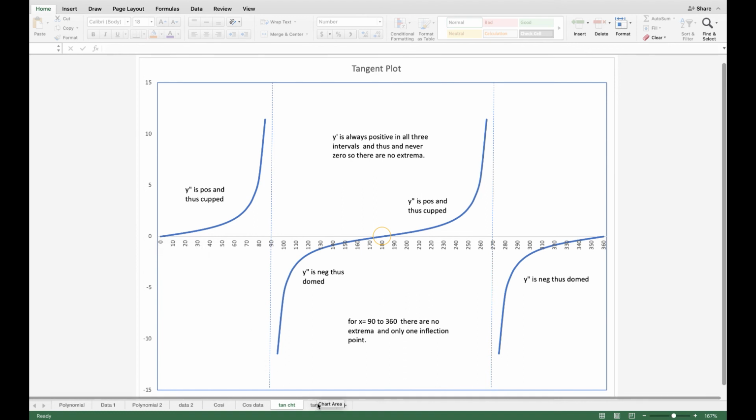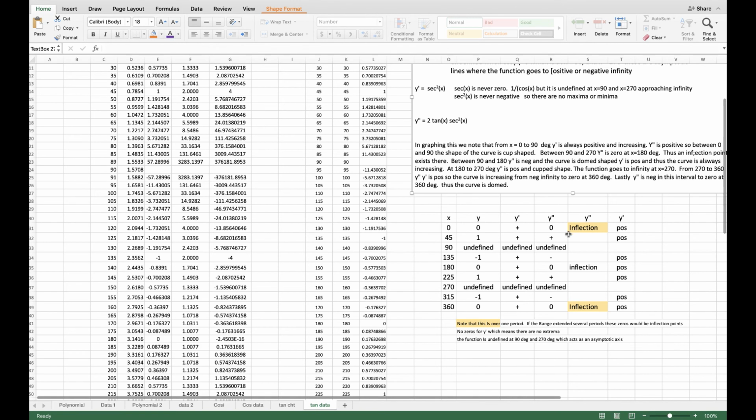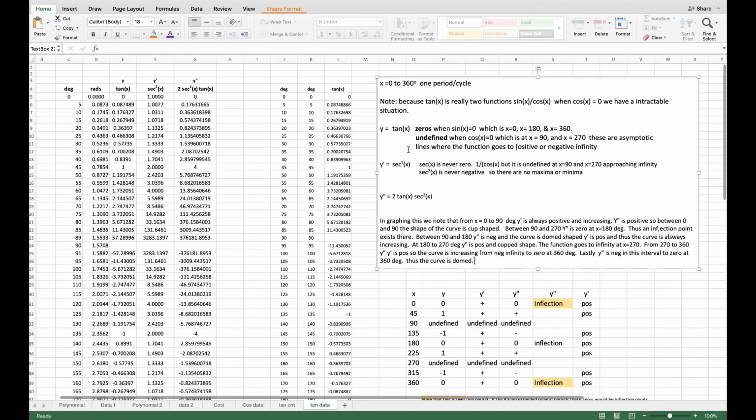But the thing I thought was interesting about this is when we go back to the data table, it's looking at what the derivatives are. Because the derivative of the tangent function is the square of the secant, and then the derivative of the square of the secant, which is also the second derivative of the tangent function, is 2 times the tangent function times the square of the secant. So I just thought that was pretty cool.